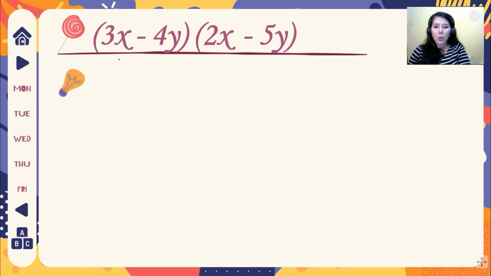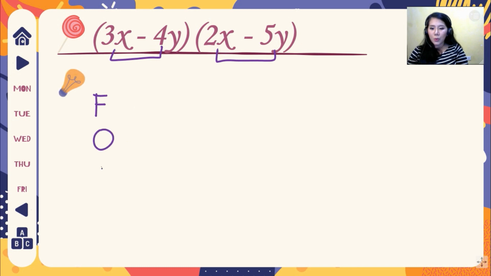Okay, so binomial, therefore, apply the FOIL. Okay, so kailan tayo gagamit ng FOIL? Kapag meron tayong binomial times na binomial. So, isulat ko na lang F, O, I, L. F is for first, O is for outer, I is for inner, L is for last.